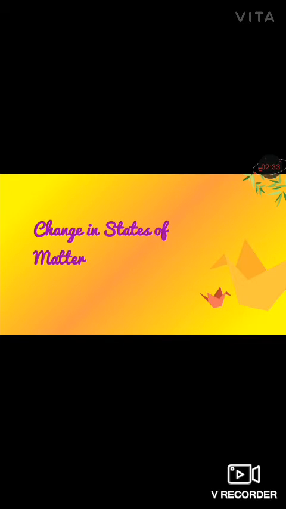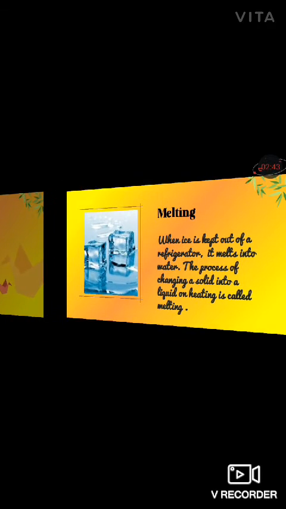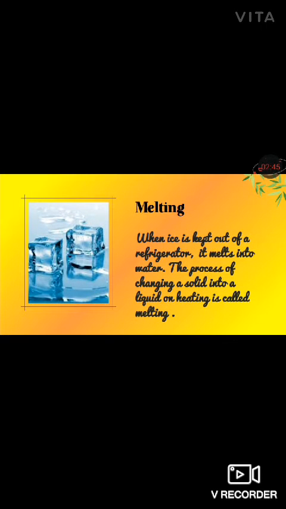Coming to the second topic, which is change in the states of matter. How can a state of matter be changed from one to another? First, melting. When ice is kept out of a refrigerator, it melts into water. The process of changing a solid into a liquid on heating is called melting.